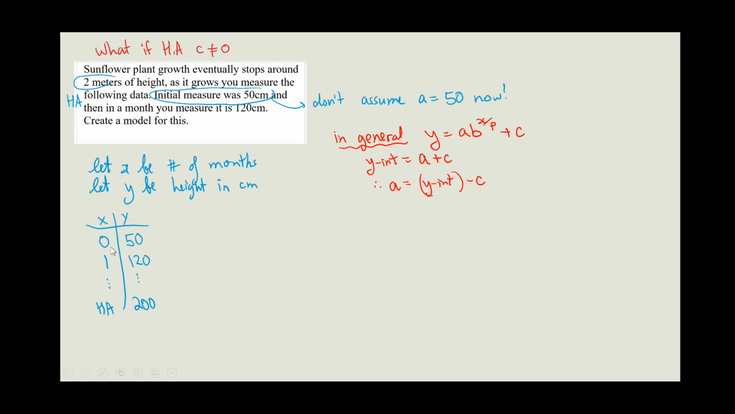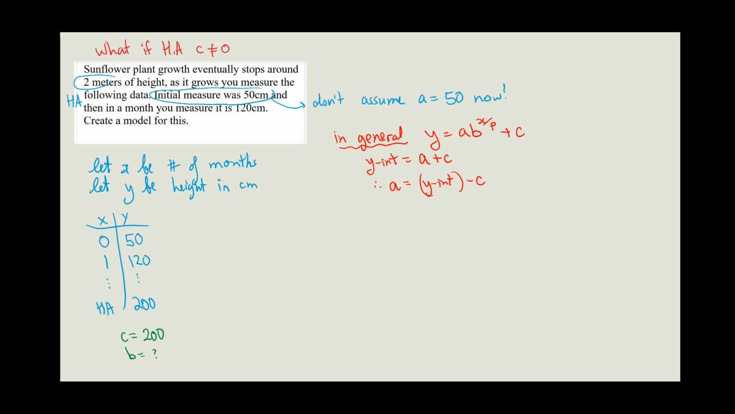Create some table to help you figure this out. At time 0 we have 50. We're told that initial. We're told that in 1 month, we have 120. And then we don't know any other points, but we do know eventually the horizontal asymptote will be 200. Why 200? Because 2 meters is equivalent to 200 centimeters.